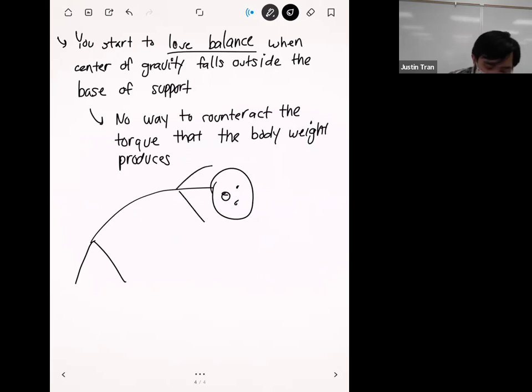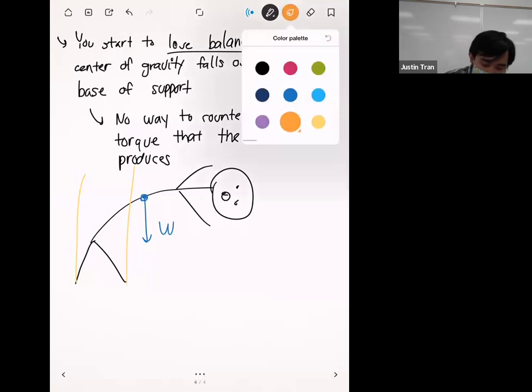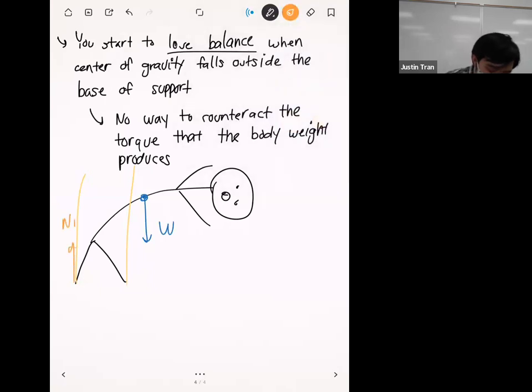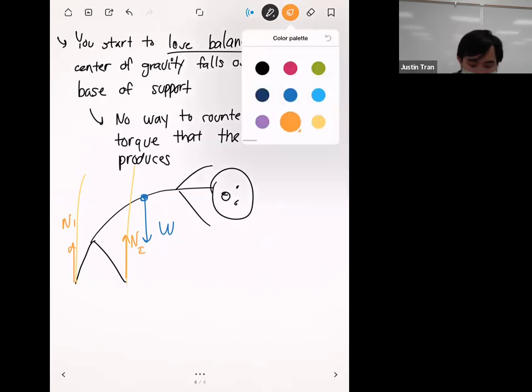Let's say that this person is very flexible and he can bend over like that. And as he's bending over to an extent such that, if you define the base of support like this, then his center of mass might be somewhere over here. And then just like before, we have N1 and then N2. Normally, when the weight is within your base of support, then N1 and N2 can provide counteracting torques to prevent any kind of rotation. But now let's look at this situation.